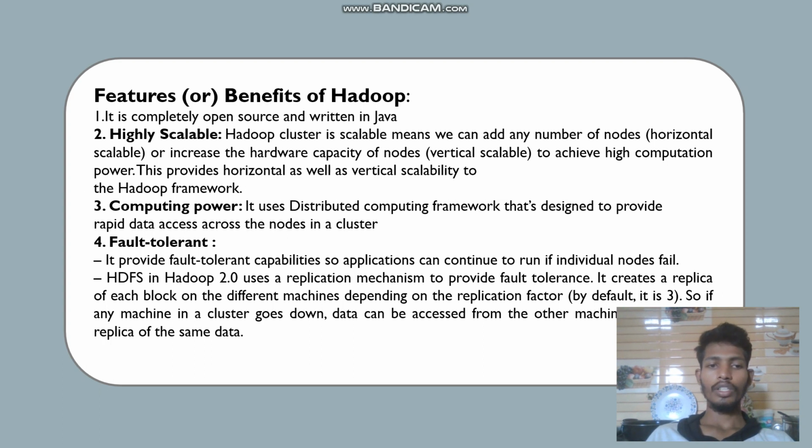Hadoop 2.0 uses a replication mechanism, and by using this replication mechanism it provides fault tolerance. It creates a replica of each block on different machines depending on the replication factor. So if any machine in the cluster goes down, that is, is not working, then we can create a new node and provide all the data of that particular machine, so that we can get the data, which provides fault tolerance.